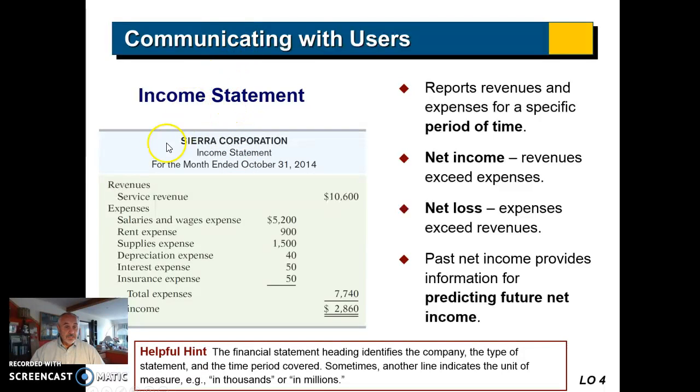If you look at the income statement, it has a header. All financial statements have a header. The header goes in this order: the company name, the name of the income statement or the financial statement, in this case an income statement, and for the period. Next, you'll see that it's revenues, expenses. We subtract expenses from revenues and we get either a net income in the case where revenues are greater than expenses, or a net loss when expenses exceed income.